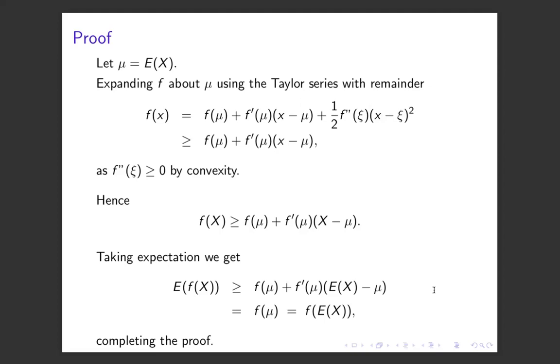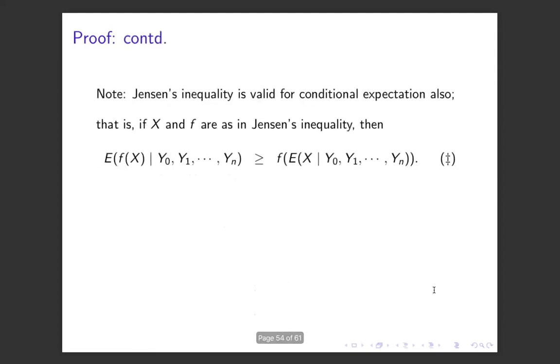Note it down if you want. So this says that Jensen's inequality is valid for conditional expectation also, and it is in this fashion we will be making use of it. So let X and f be as in Jensen's inequality. So f is a convex function and X is a discrete random variable which takes values in the interval I, and f of expectation of X as well as expectation of X exist.